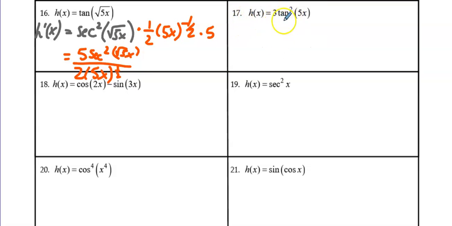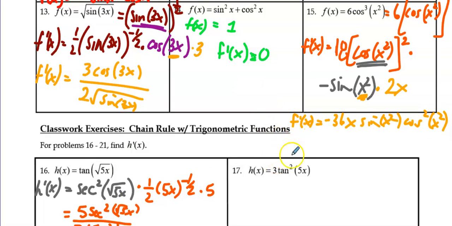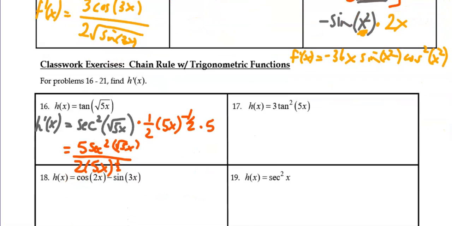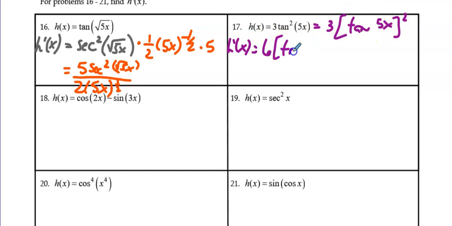So 17, we look at this, and again, ladies and gentlemen, this is really similar, if not almost ridiculously similar to question number 15, where we have a constant, we have a trig function, we have a power, and we have a function inside of it. So we're going to do the exact same thing we did with number 15. We're going to leave the 3 outside, right, because the square is only on the tangent. And so when we take this derivative, h prime of x is going to be equal to, we're going to move the 2 down. 2 times 3 is 6. Tangent of 5x to the 1 less power, so 1.